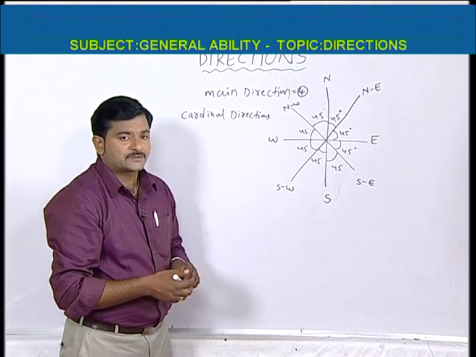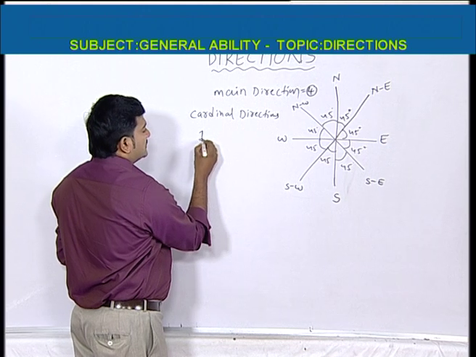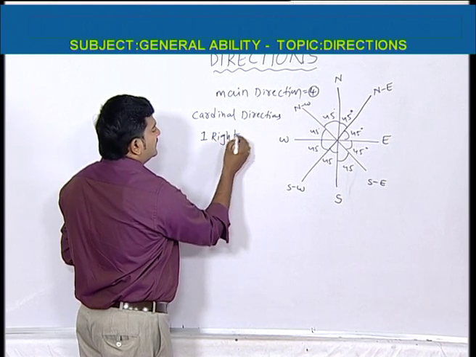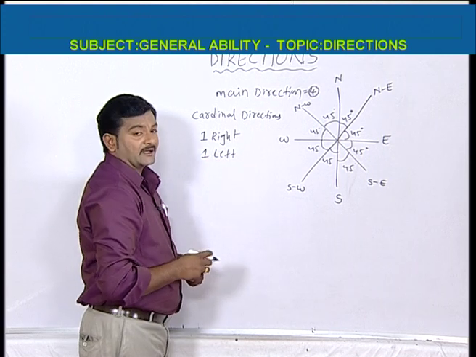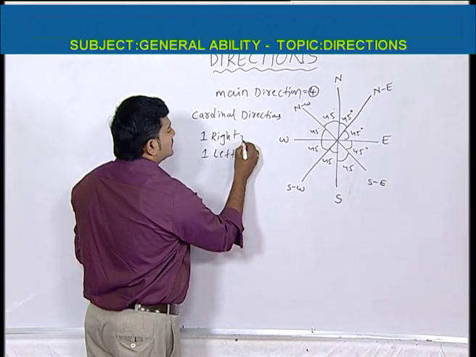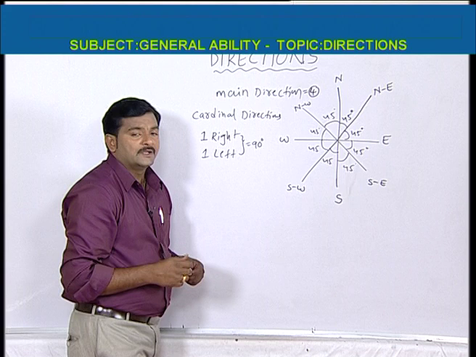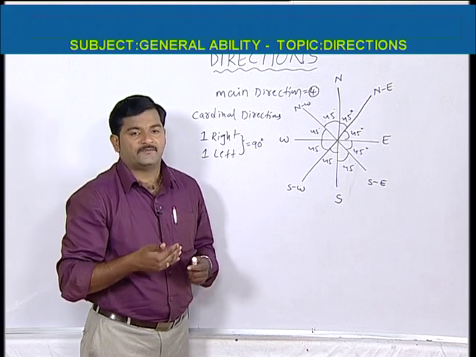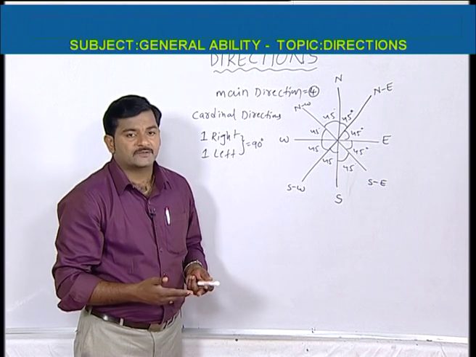With this we can say, suppose a person is turning to the right side, or a person is turning to the left side, so one right or one left, indirectly this is equal to how many degrees? 90 degrees. So one right turn or one left turn is equal to how many degrees? 90 degrees.